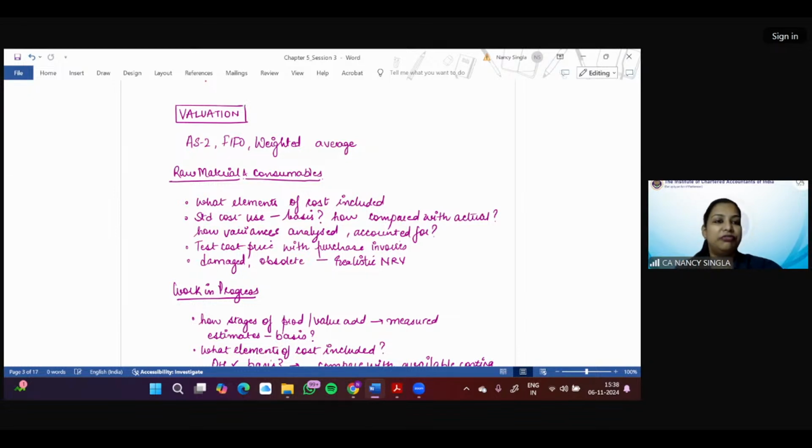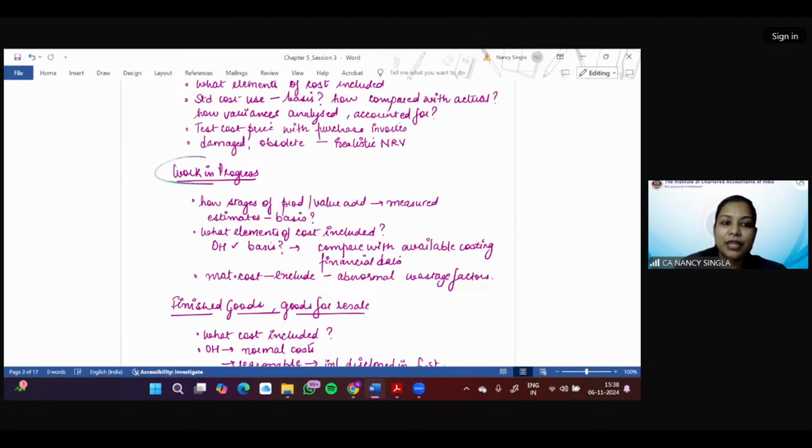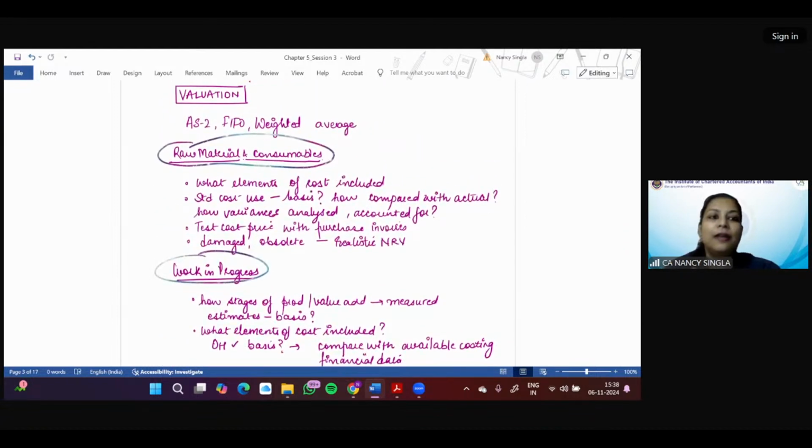It is 5.54. In your module, the valuation with respect to raw material and consumables, work in progress, and your finished goods, that is the goods for sale, is given separately for all three heads, right? So raw material and the consumables. The first and foremost point will be what all are included in the cost, right? Whether the carriage inward is included, it should be included.